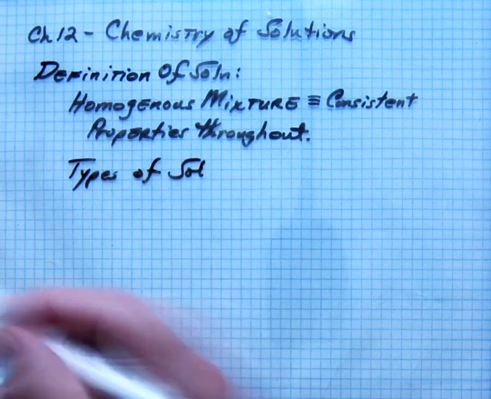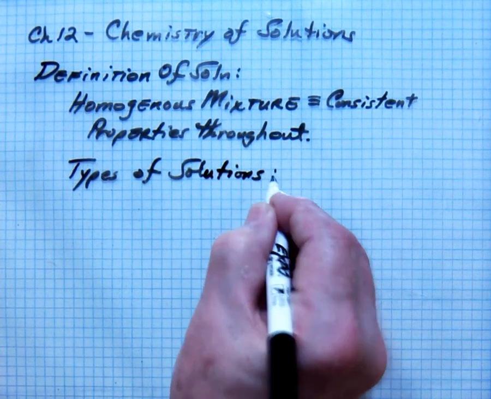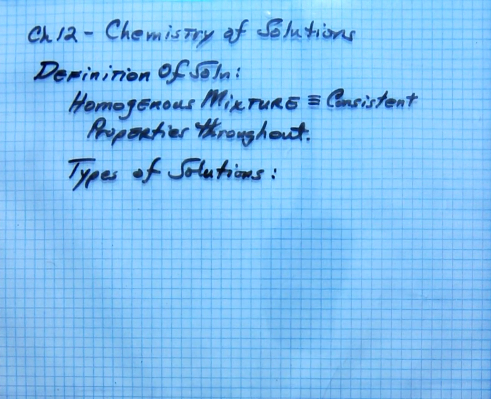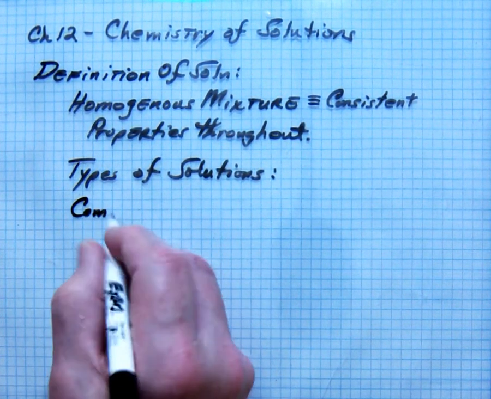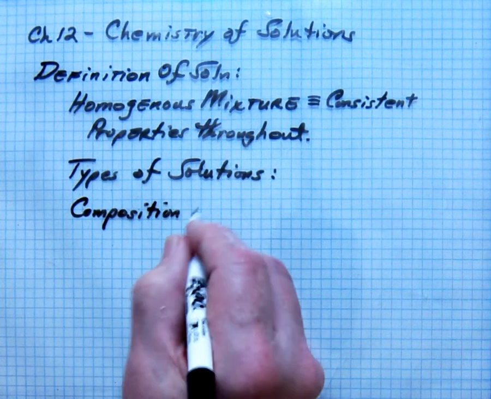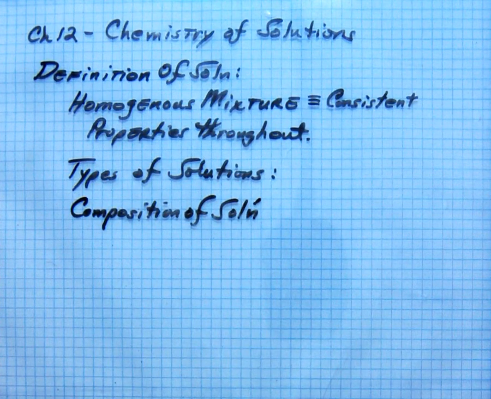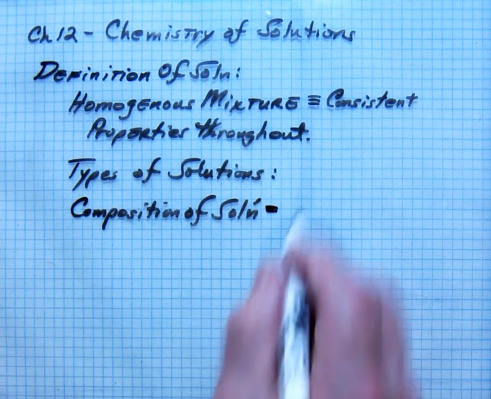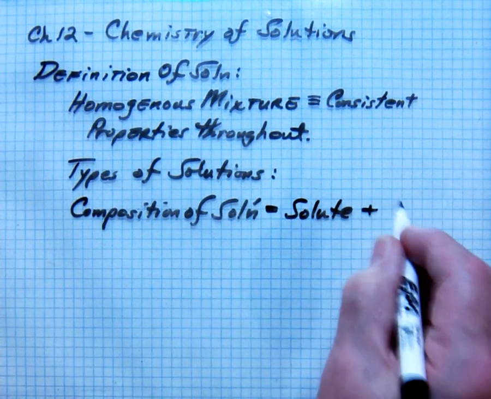And how you think about them. A solution is defined in terms of 2 parts. There's the composition of the solution. We better make that point. And I'll abbreviate solution, SOLN, frequently. It consists of 2 parts: a solute plus a solvent.